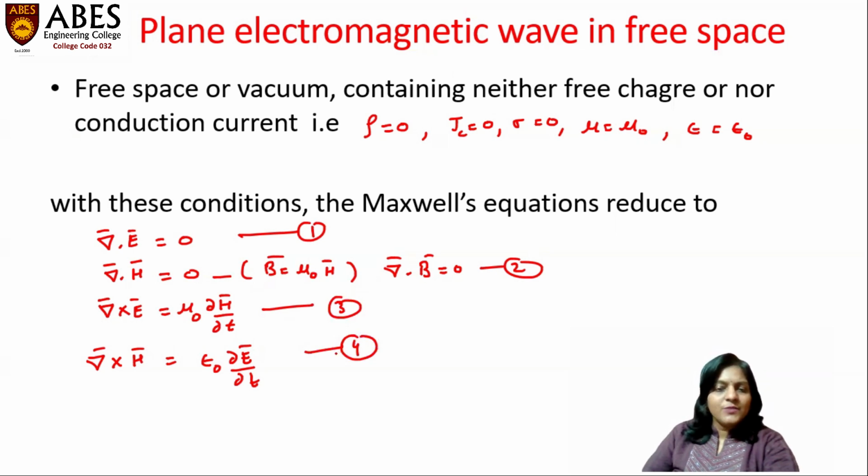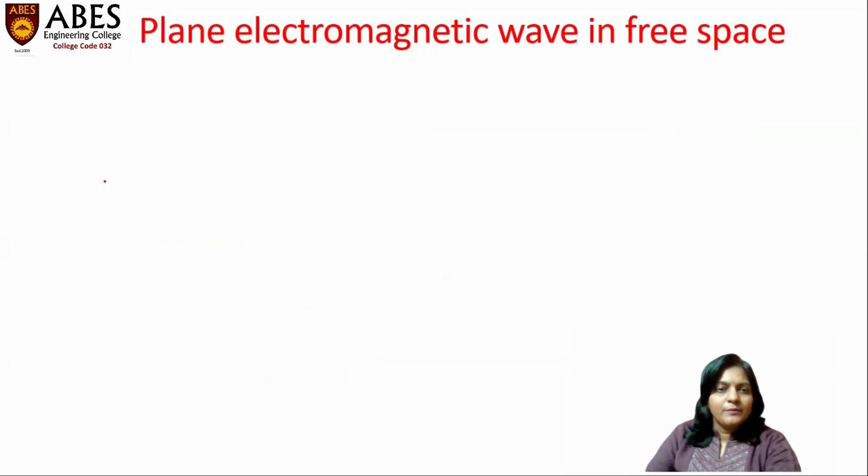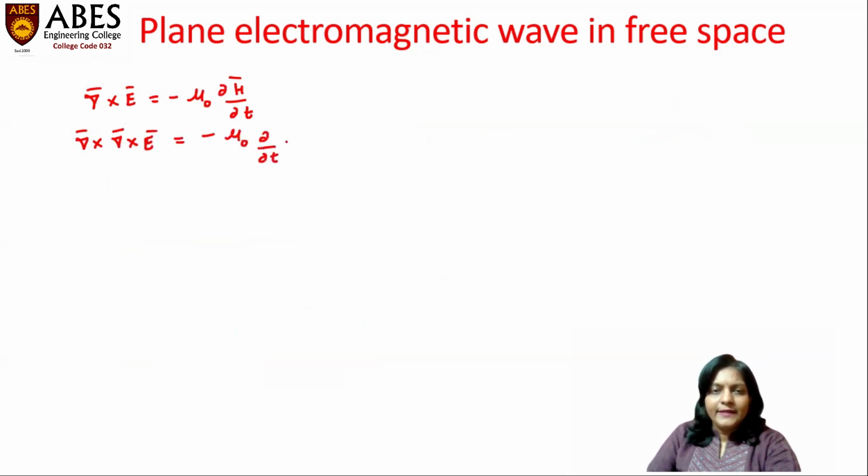So to find the speed of electromagnetic wave in free space, we will take the curl of equation number 3 or equation number 4. First of all, I will take the curl of equation number 3. I already know the meaning of curl. Del cross E is equal to minus mu naught del H by del T. This is equation number 3. Taking the curl on both sides means del cross of del cross E is equal to minus mu naught del by del T of del cross H.